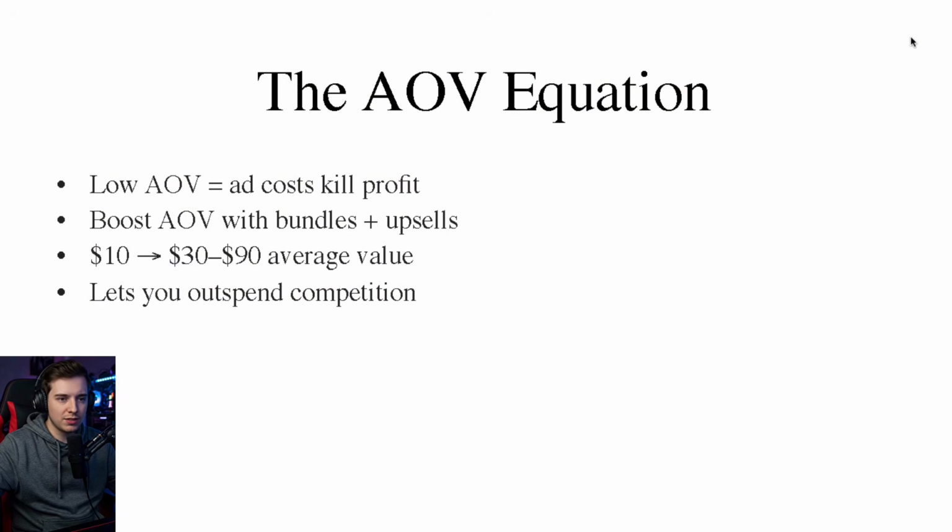Here's a simple equation. If your PDF is $10 and your average order value is also $10, you're stuck. Rising ad costs will eat your profit alive. But if you can turn that same $10 PDF into an average order value of $30, $40, even $90 through upsells and bundles, suddenly you can spend way more on ads than your competitors. That's why they quit and you scale.